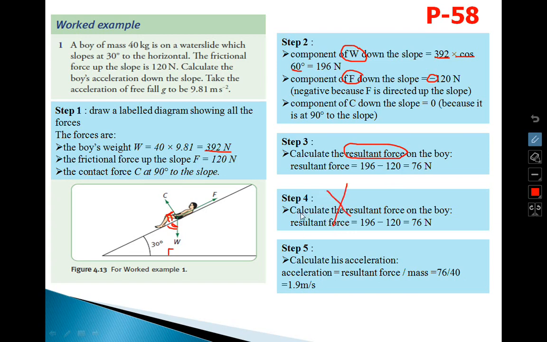The final step is to calculate acceleration. Acceleration is equal, as we said before, to resultant force over mass. This force is equal to 76 over the mass, which is 40. So it's equal to 1.9 m/s². Please try to solve this example again and understand everything here.